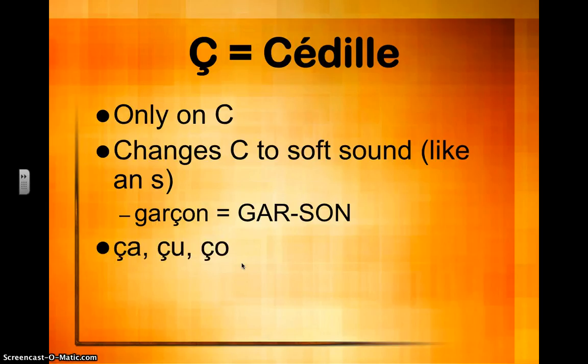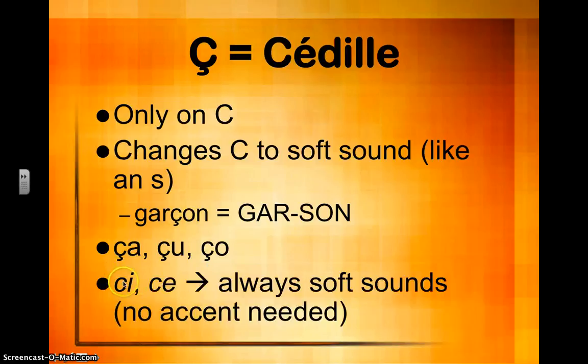What you will notice is that you will find the cédille when there's a combination of CA, CU, or CO. So for example, comment ça va? There's a little cédille here. Otherwise it would be K and Q and co, but we want a soft sound. Garçon. When we have the combination CI and CE, these are always soft sounds, like comme si and c'est. So we don't have to put the cédille on this letter C because there is no accent needed.